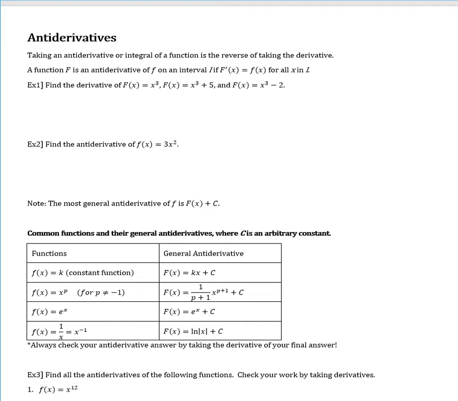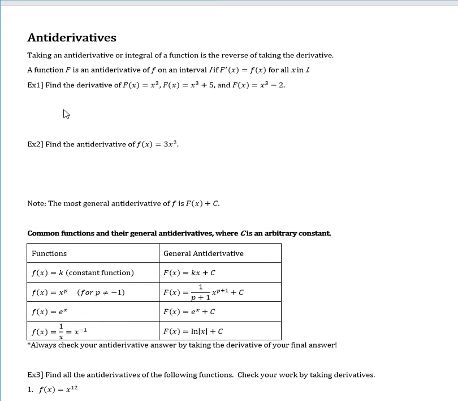Antiderivatives are just the reverse of doing a derivative. A function capital F is an antiderivative of little f on an interval I if F prime of x equals little f of x for all x in I. So that's a short formal definition. Let's see how it works.